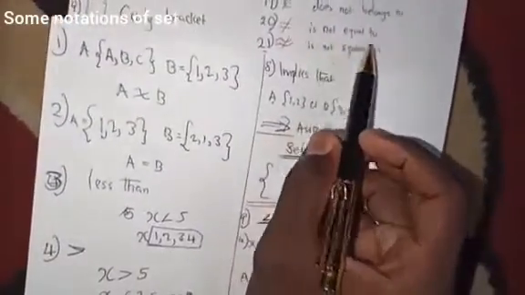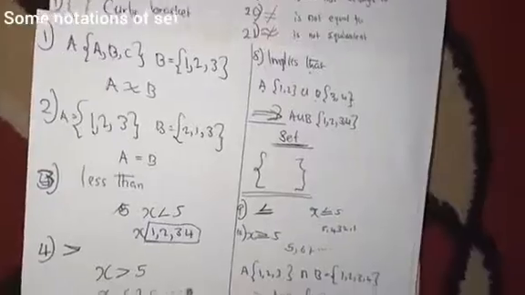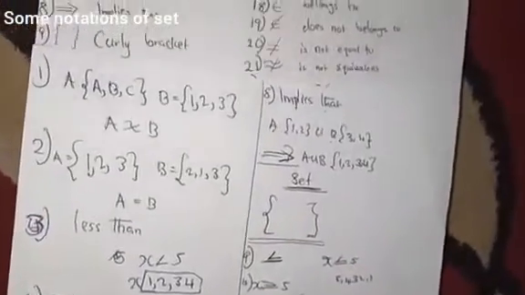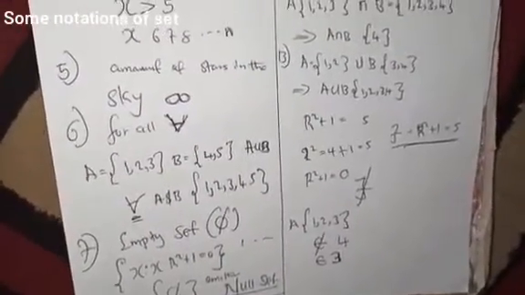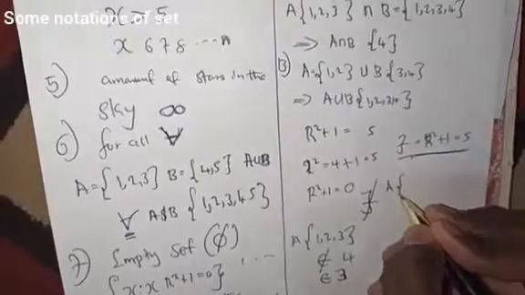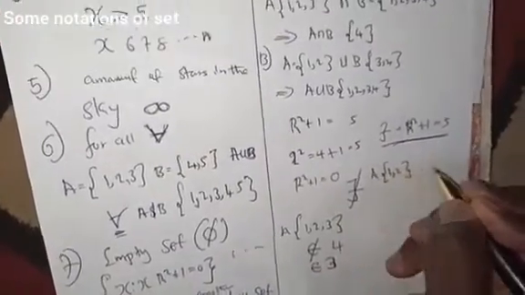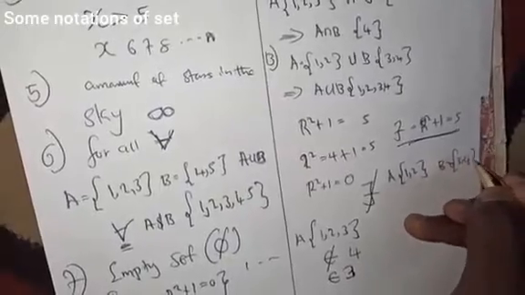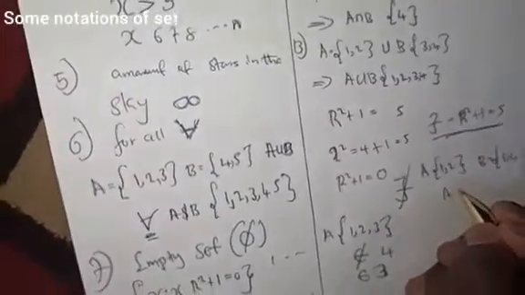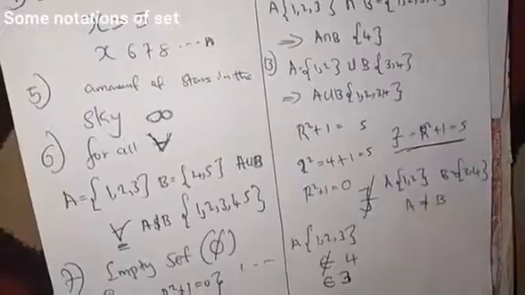We're moving to not equal to and not equivalent. Not equal to and not equivalent are just the opposite of equal to and equivalent. If you say something is not equal to, we are simply referring to the opposite of equal to. For example, if set A has 1, 2 and set B has 3, 4, it is obvious that A is not equal to B.